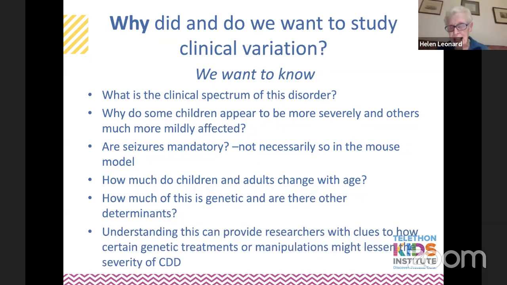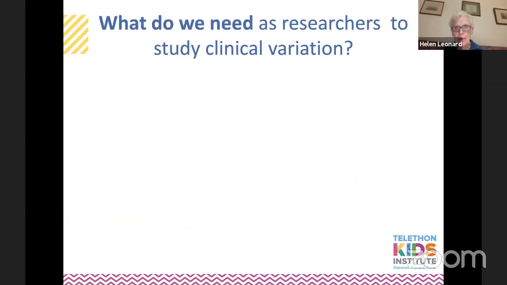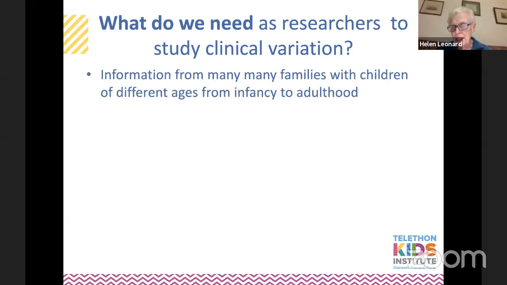If we can understand and answer some of these questions, we can provide researchers with clues to how certain genetic treatments or manipulations might lessen the severity of CDD. What do we as researchers need to study clinical variation? We need information from many, many families with children of different ages from infancy to adulthood.